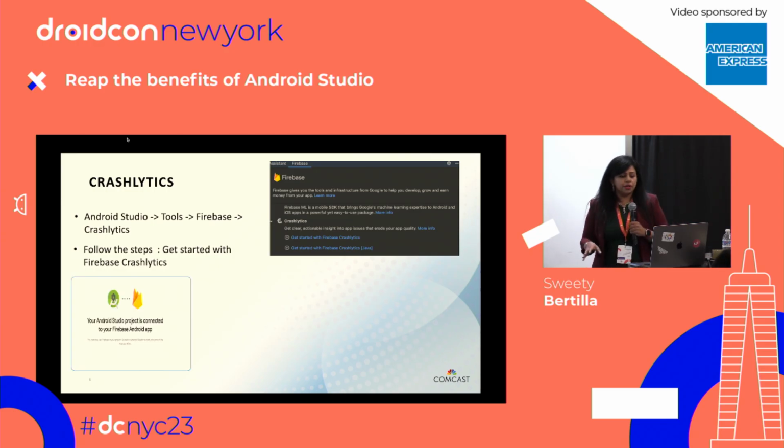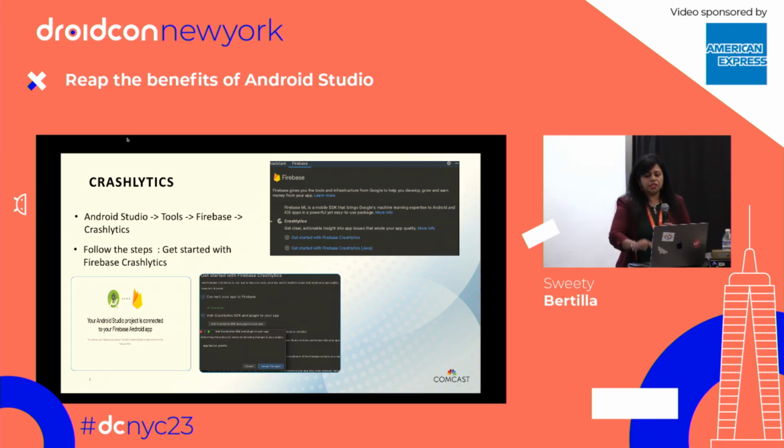Once you're integrated, you would see something like this. It's saying your Android Studio is now connected with Firebase, so you're good to go. After that, you come back to the same panel. You would see something like, oh, now you're connected.